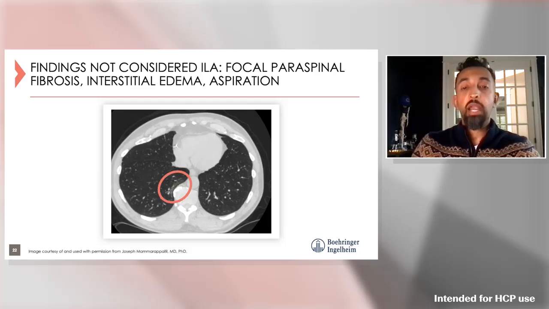If I look at the entirety of the left lower lobe and right lower lobe, I see that none of these findings are present, only in this focal area. And that's due to the fact that there is a large osteophyte there in the thoracic spine that's giving this subpleural reaction. This is a great look for focal paraspinal fibrosis.